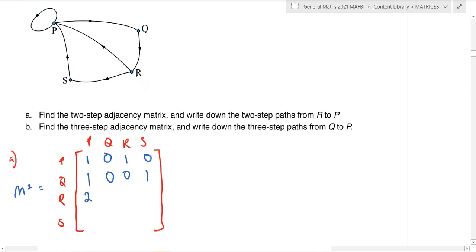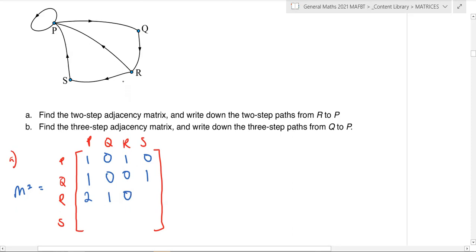Okay, R to Q. All right, let's look at that. I can go this way, that won't end up at Q, but I can actually go R to P, then P to Q. See, there's a two-step there. 1, 2. So that means from R to Q, there's 1. I don't think there's any other ones. R to itself, 0. There is no loop there that I can take, unlike P.